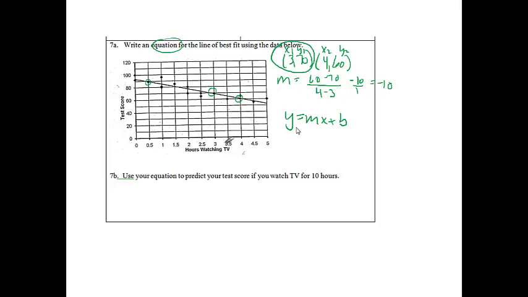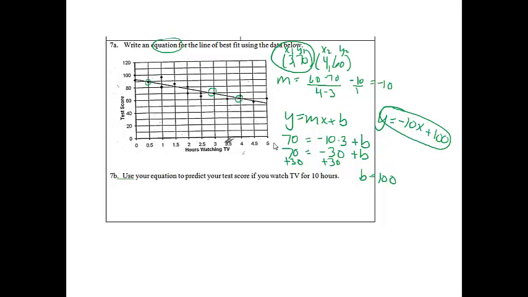Again, let's pick one of those points. My y value is 70. My m is negative 10. My x is 3, and then plus b. So I'll get 70 equals negative 10 times 3 is negative 30 plus b. To get rid of the negative 30, we'll add 30 to both sides. So I'll get b equals 100. And so my equation is y equals negative 10x plus 100.